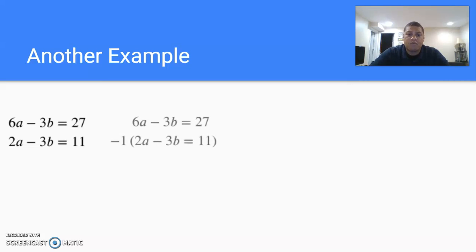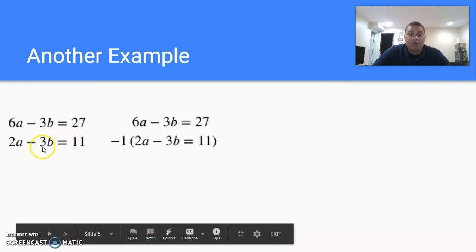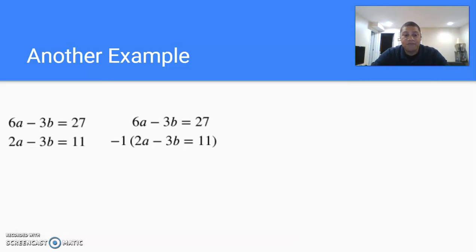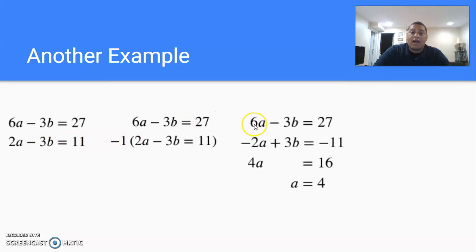First step, multiply the bottom one by -1. Again, it doesn't matter which one you multiply by -1, but I got -3b. And -3b, I need one of them to be positive. If I multiply by -1, I'm going to flip the signs. So I flip the bottom one, multiply by -1. Okay. End up with 6a minus 3b equals 27 on the top. That stays the same, but then I get -2a plus 3b equals -11.